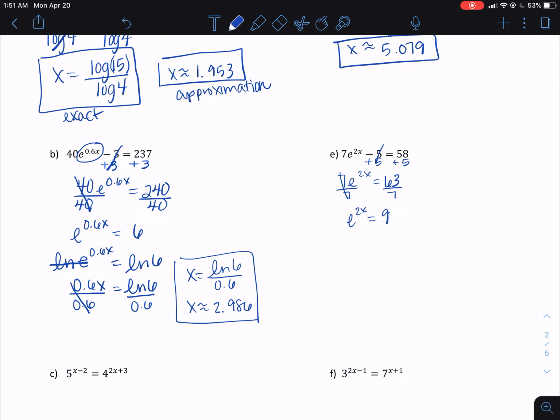Then we're going to take the natural log of both sides. Our natural log of e is going to cancel, and we're left with 2x equals the natural log of 9. Divide both sides by 2. So x equals the natural log of 9 over 2, which is approximately 1.099.